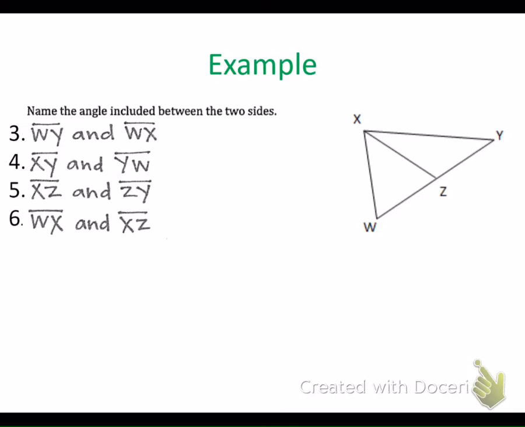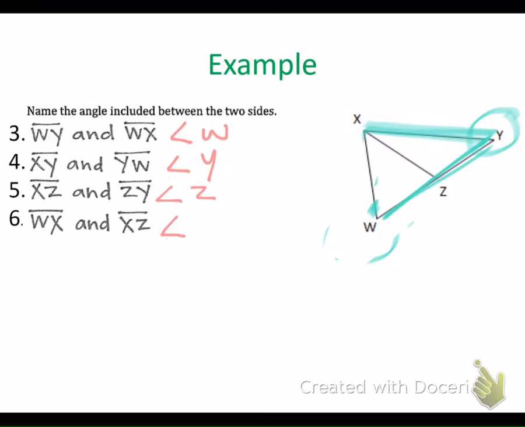Alright, so name the angle included between the two sides. So if I trace over WY and WX, those two sides form angle W. If I trace over XY and YW, those form angle Y. And XZ and ZY form angle Z. And WX and XZ form angle X.